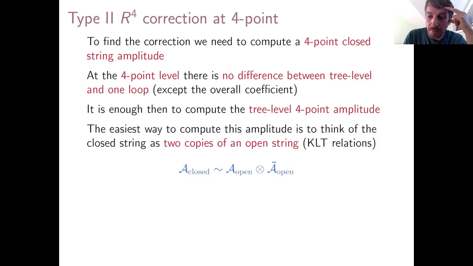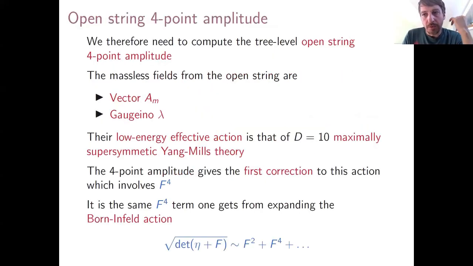So I will construct the correction at the quartic order in fields, and then there will be higher order terms. Finding those will be much more complicated, but we'll come back to that at the end. To calculate the 4-point tree level closed string amplitude, I will use this trick, writing it as a tensor product of two open string amplitudes. So then I reduce the problem to calculating the 4-point amplitude for the open string at tree level.